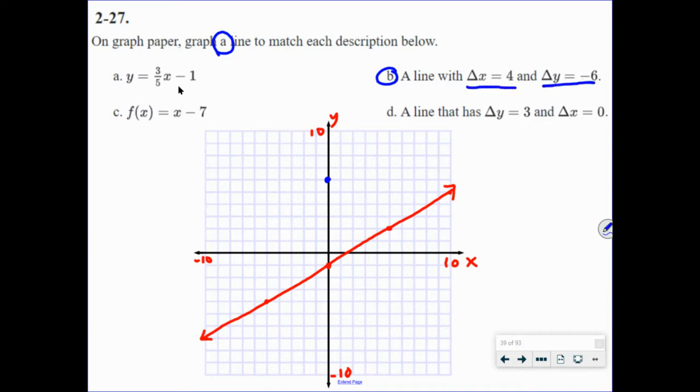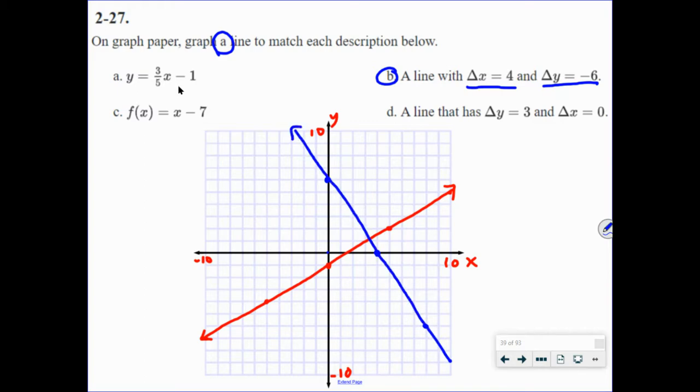A change of y of -6. Remember, y is up and down. So right here, I go down 6. 1, 2, 3, 4, 5, 6. Did you go down? I hope you went down. And then a change of x of 4. 1, 2, 3, 4. So my next point is going to be there. I go down 6 again, and 4 over. There we go. Here is my next line.